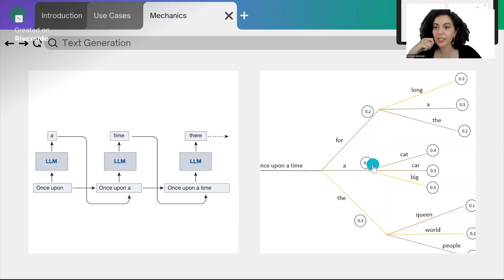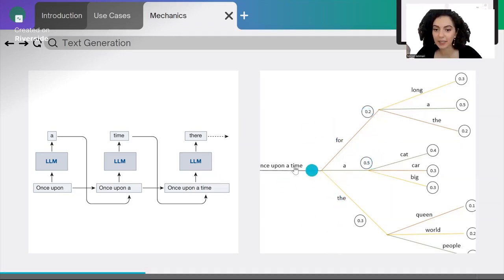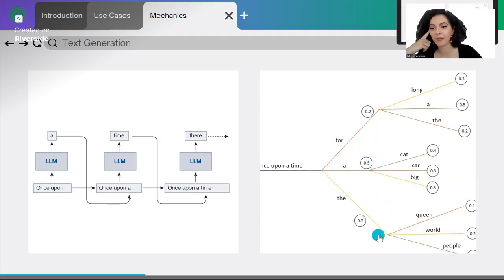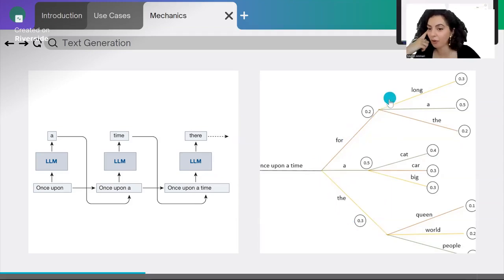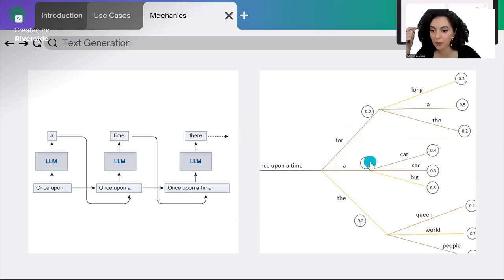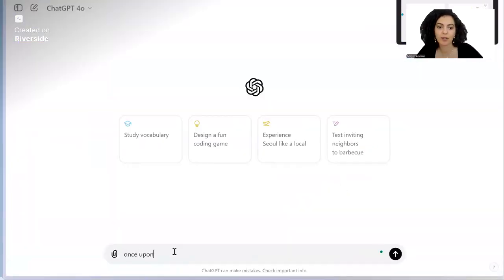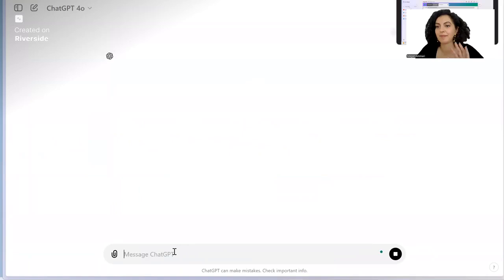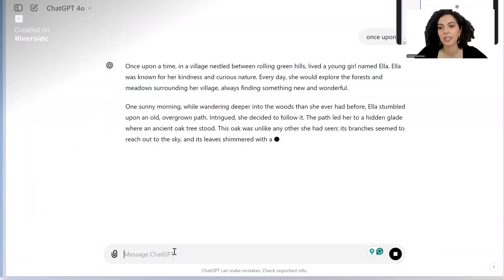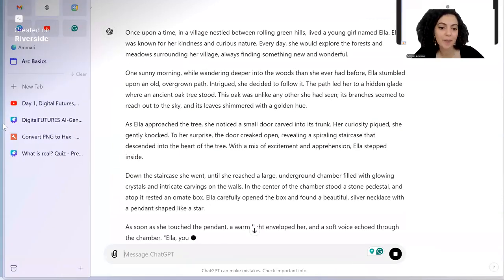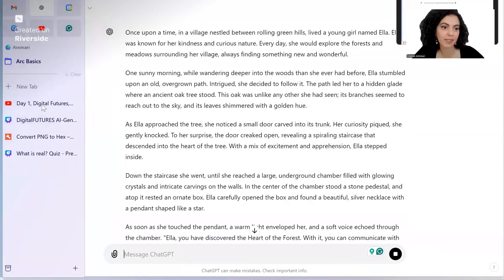And it kind of works how I was saying, that reward system, based off of probability, it's going to go for a. It's more probable, a 0.5 chance being what you want, than if they went with the or for, and so on. So again, it's just grabbing the most probable word. For example, I wrote once upon a time, and then it gets creative. So it's always more than likely going to be once upon a time.